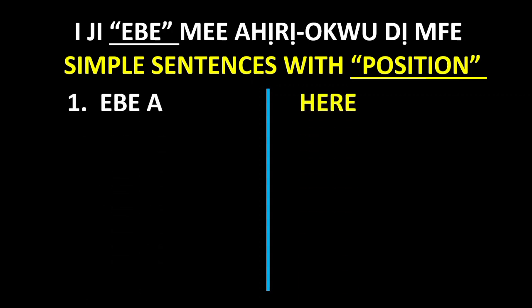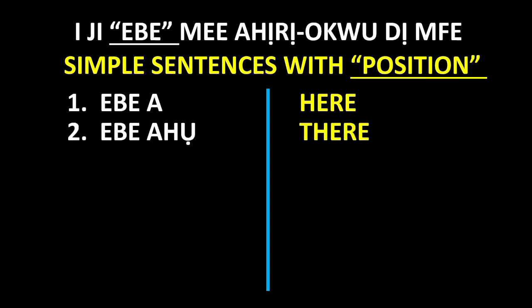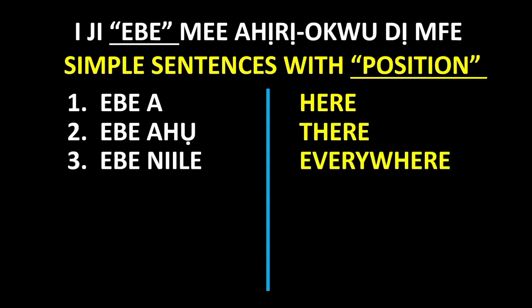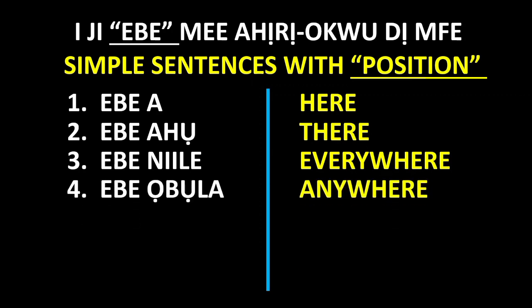We're beginning with ebe. Ebe in Igbo is called here. Then we have number 2, ebe ahụ. This is called there in Igbo language. Number 3, we have ebe niile. Ebe niile is called everywhere in Igbo language. And we have number 4, ebe ọbụla. That is anywhere in Igbo language.